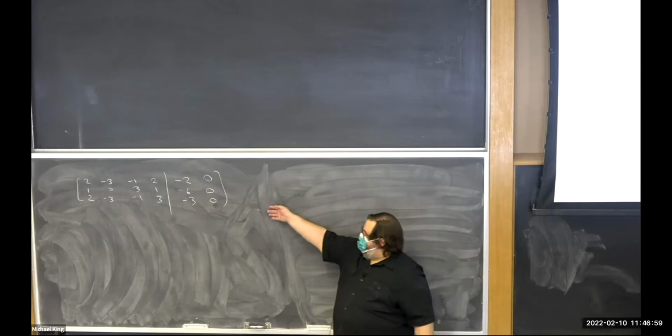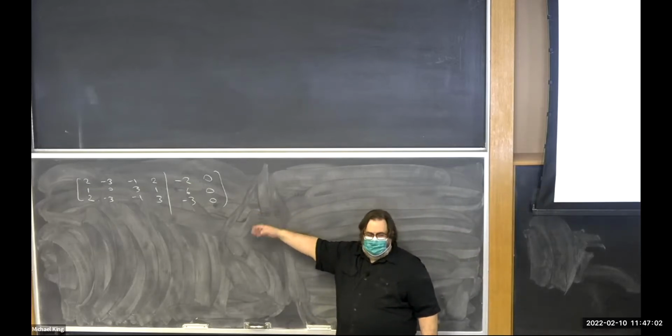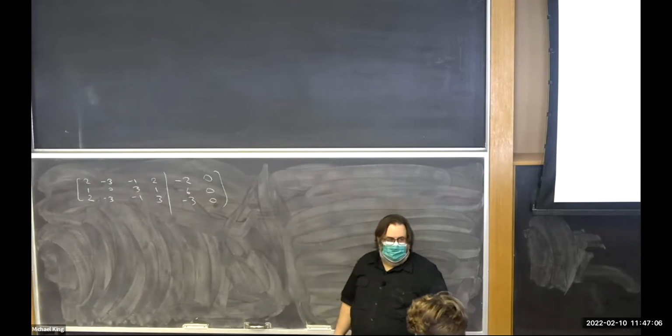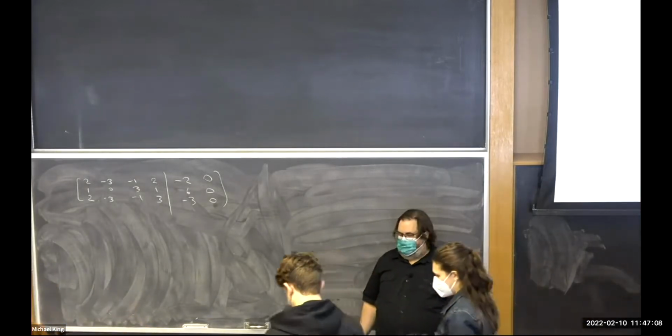So just do this first. That's the tedious thing, actually row reducing, and maybe get all the way down to reduced echelon form, and then write the general solutions down.